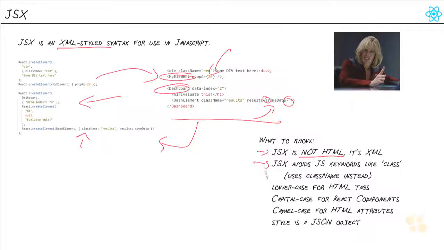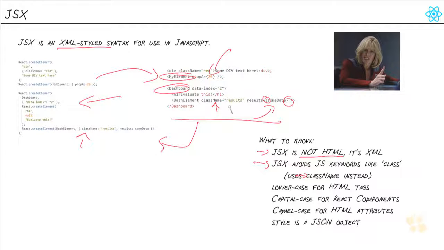JSX, because it's inside of JavaScript, has to avoid keywords like class. So when you actually want to set up a class on an element, you have to use className instead. You can see an example of that right here: CLASS capital NAME. That will ultimately get compiled down into a CSS class for that element, but it's className inside of JSX.